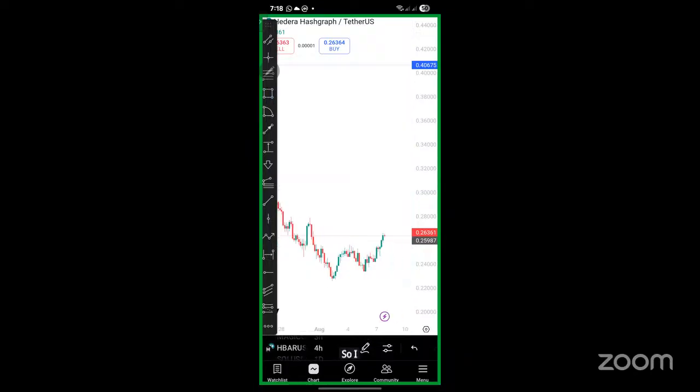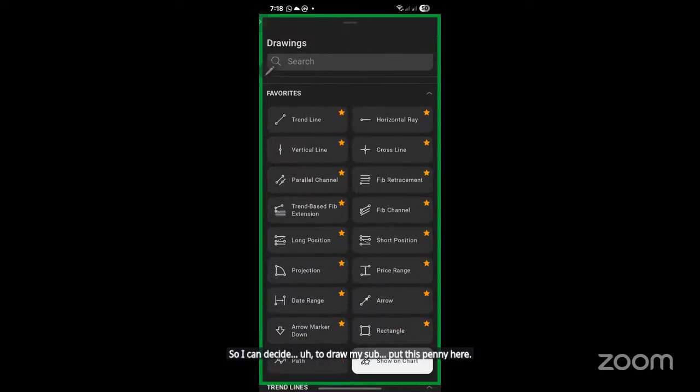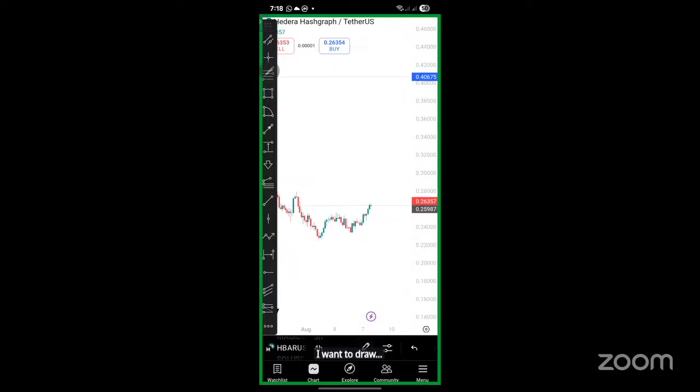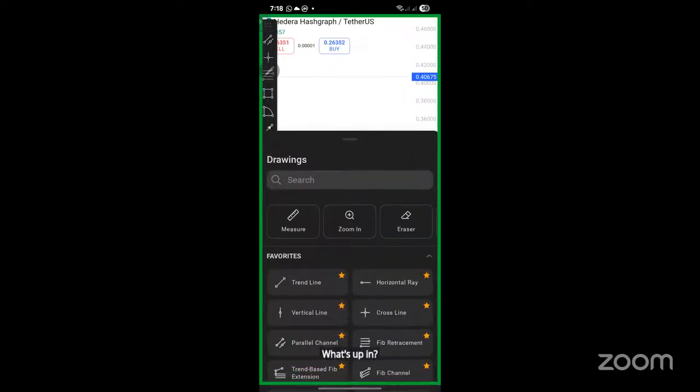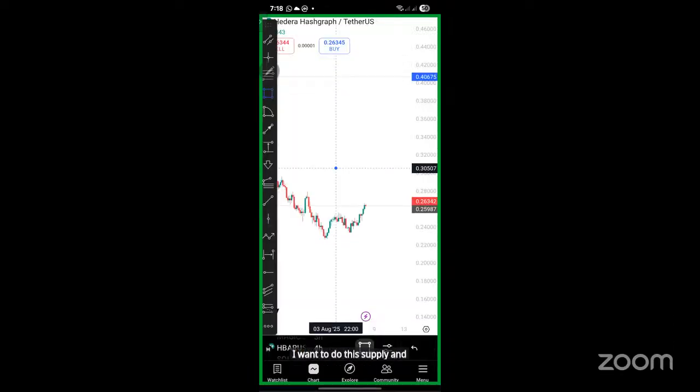So I can decide to draw my, let me put this pen here. It will affect the chart. So what I do, I get the tip of this candle. I want to draw the supply and demand zone.